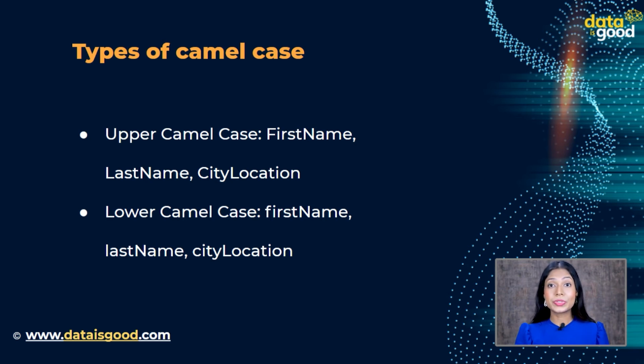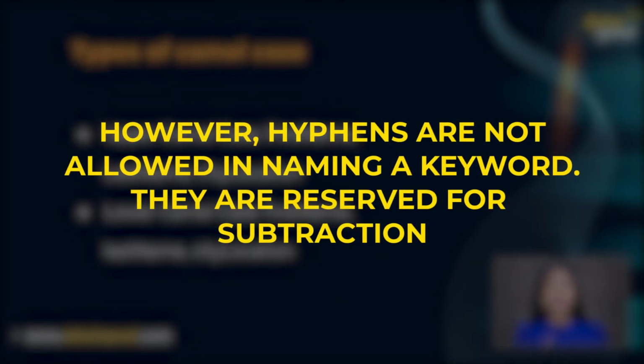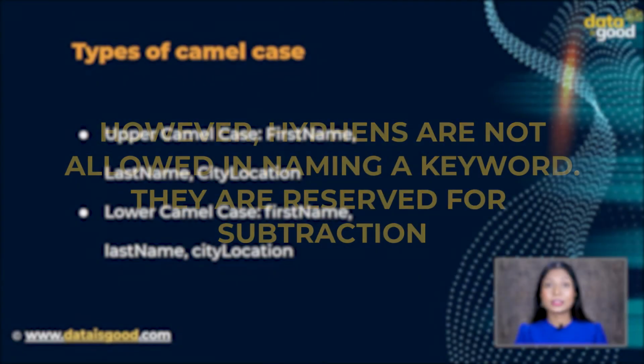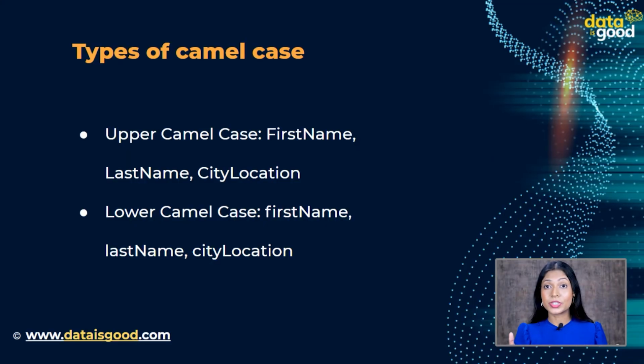Most programmers use the lower camel case encoding. However, hyphens are not allowed in naming a keyword. They are reserved for subtraction. This is a very common question that you will see in an interview test in JavaScript.